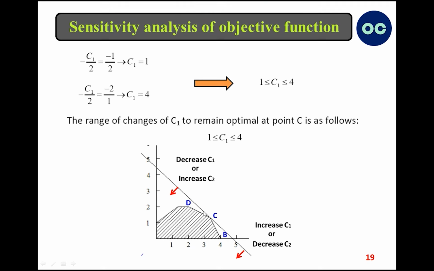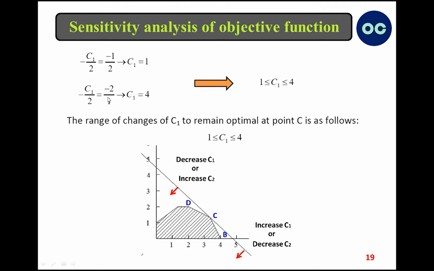As a result, we can determine the minimum or maximum value of C1 by aligning the slope of Z with the slope of the first and second constraint. The slope of Z is equal to minus C1 divided by 2, while the slopes of the first and second constraint are minus 0.5 and minus 2, respectively.